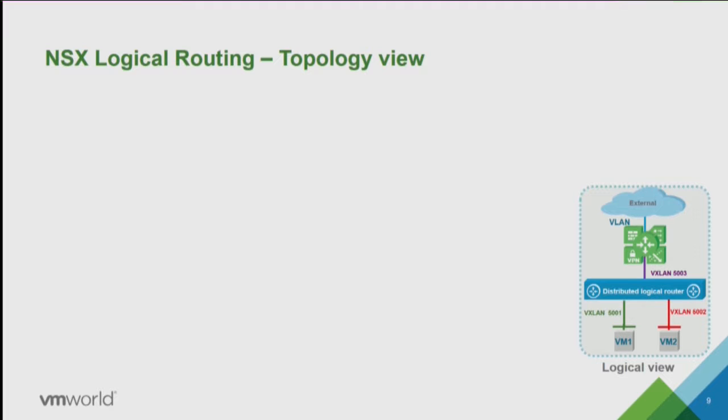Let's look at how we put all those elements together now. So here I put a small logical view of a typical deployment. You've got two different logical switches here with one VM each, and they would be connected to the distributed logical router. And this DLR is connected to an Edge Service Gateway, and itself being connected to the rest of the world. So that's logically how it looks.